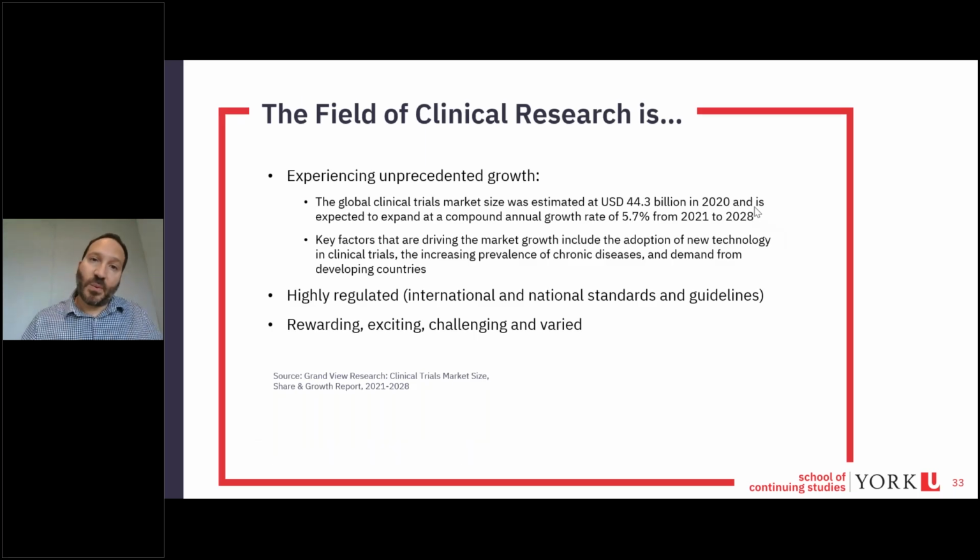So I spoke about what clinical research is and the drug development process. Let me switch gears now and talk about the field of clinical research. It's currently experiencing unprecedented growth. According to Grand View Research, the total market share of clinical research sits at about $44.3 billion US dollars in 2020, and they forecast that it's going to grow at a rate of about 5 to 6% over the coming years. The reason driving all this growth is the high prevalence of chronic diseases, so there's a need for more medications. We're seeing a higher demand from developing countries for medications, and we're also seeing a lot of adoption of new technologies and new ways of doing clinical trials, and that's coming into play right now.